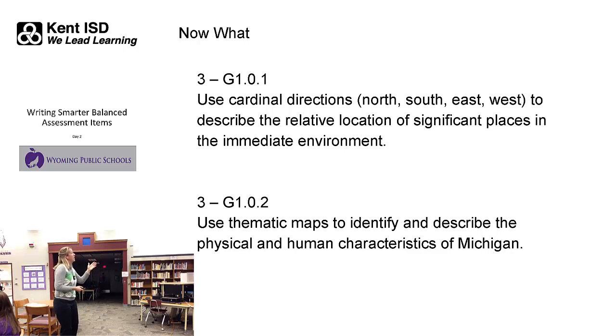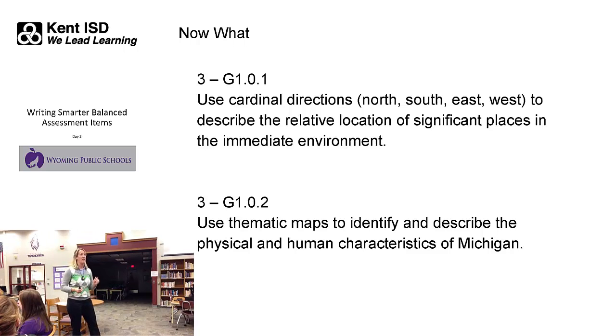If you take a look at the first one, and I know that some of you are at bad angles, and this was not in the original PowerPoint, so it's not a slide on there, just to keep you guys guessing. The first one: use cardinal directions, north, south, east, west, to describe relative locations of significant places in the immediate environment. Second one: use thematic maps to identify and describe the physical and human characteristics of Michigan. Both of these fall under the same heading in the 3rd grade standards. But do you see a difference in that top standard versus the bottom standard? What do you see as a difference between the top one and the bottom one?